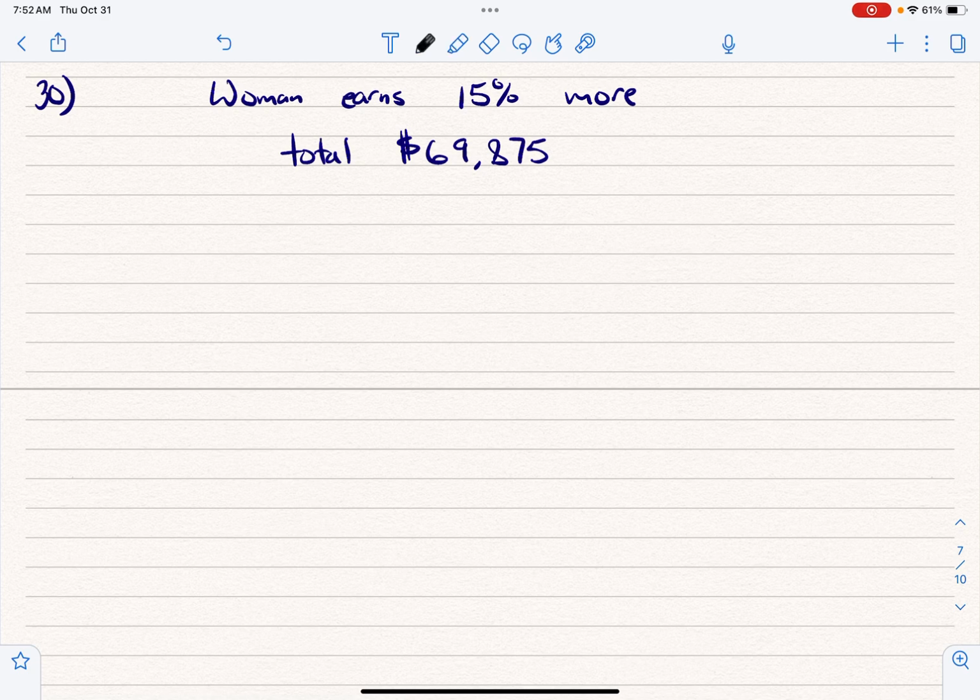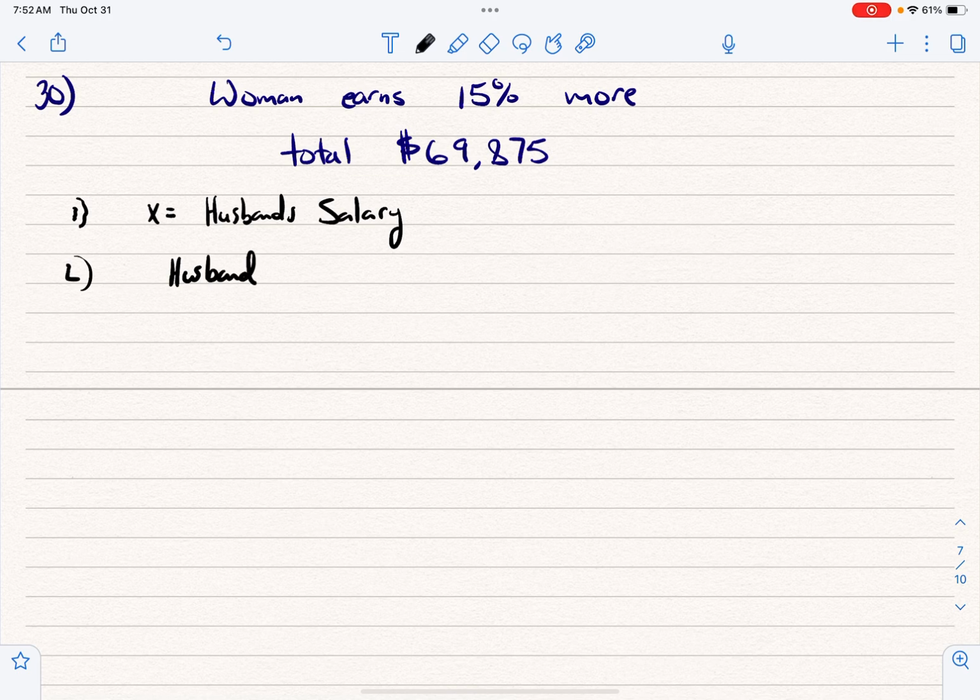Okay, and so then that's the variable. That's step one, variable. We could say X is the husband's salary, and it says annual salary. Okay, and then we got to go to translating. And so husband's salary is X. And then the question is, what's the wife's salary based off the husband's salary being X?